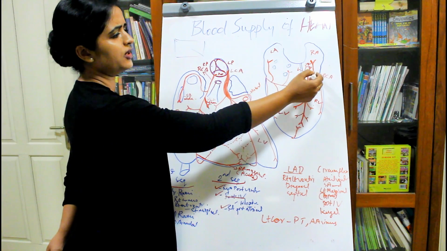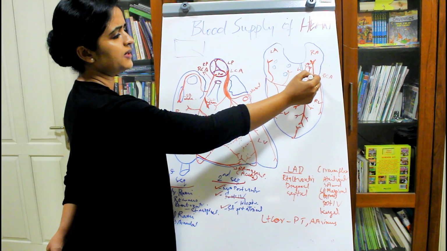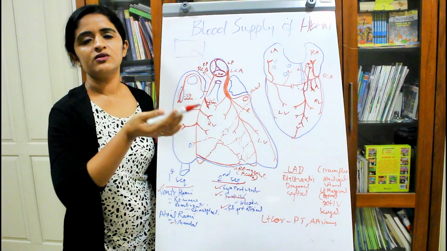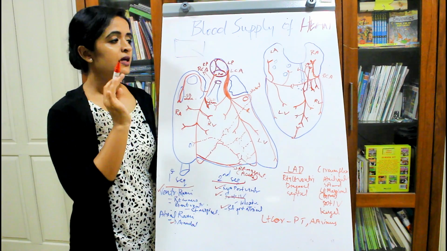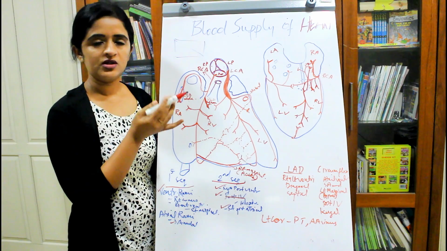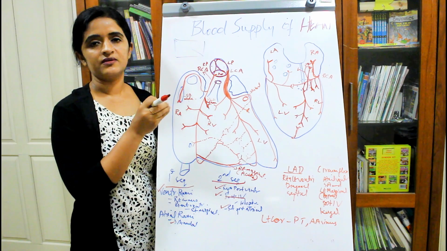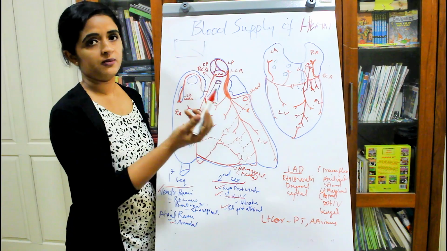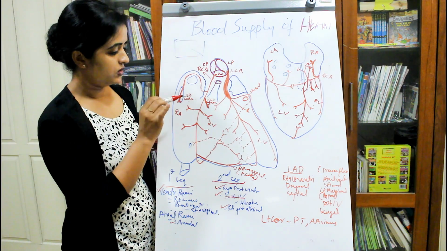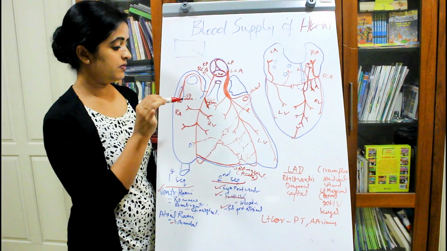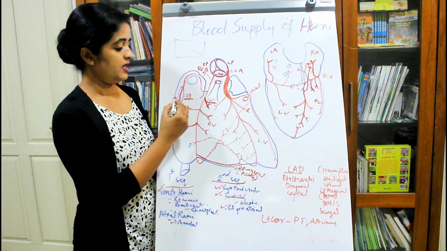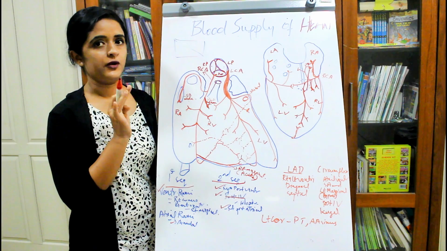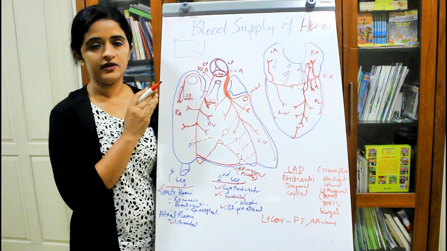So that's about the posterior interventricular branch, and you also have posterior atrial branches. You can see the atrial branches here coming from the main trunk, and these will be supplying both right and left atrium. Mainly the right atrium, but also some parts of the left atrium as well. So this is about the second segment of the right coronary artery. The classic point to remember is that the right coronary is supplying the SA node as well as the AV node.